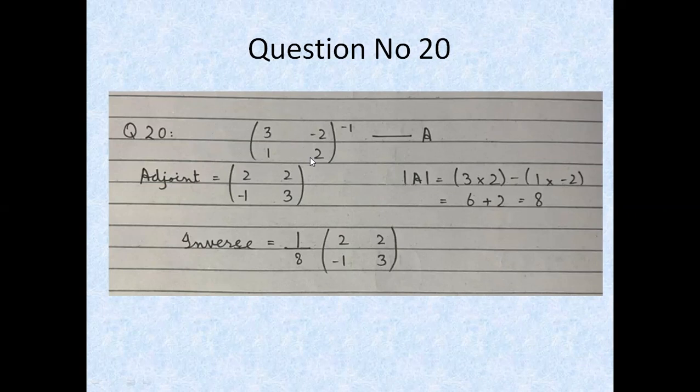Adjoint of A will be, I will change the place of these two numbers, and I will change the sign of these two numbers. So you will have 2, 2, minus 3, minus 1 and 3. So inverse is 1 by the determinant of A into the adjoint of A. So 1 by 8 into 2, 2, minus 1, 3. So this is how you will find the inverse of that matrix.